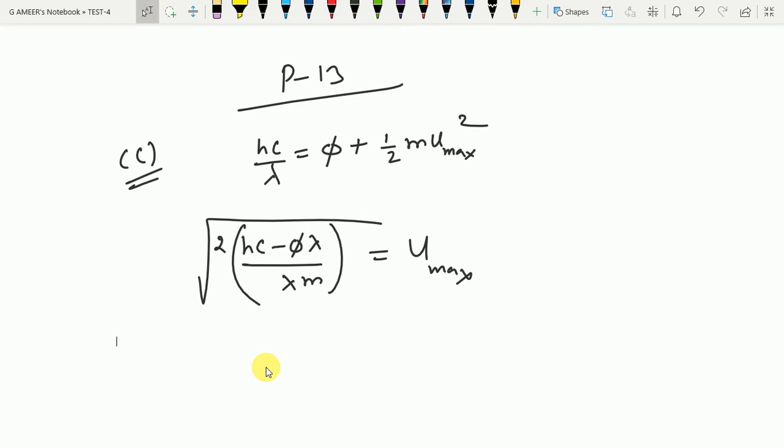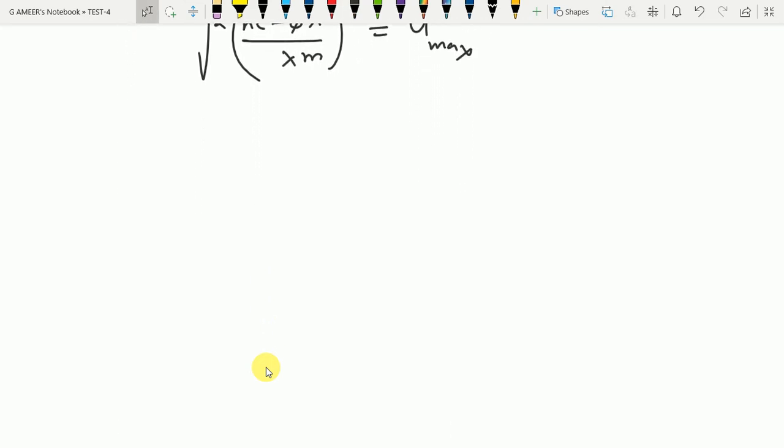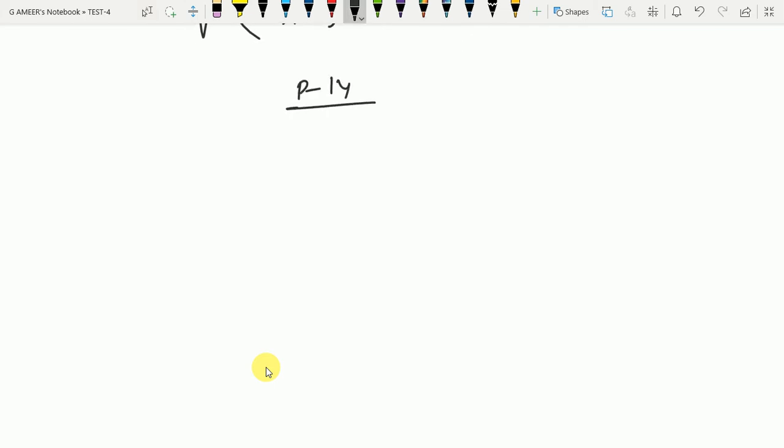Okay, so let us go for the 14th question. In the 14th question, they have given us the radiations of 2 photons of energy twice and 10 times the work function of the metal, incident on the metal surface. The ratio of maximum velocities is asked. So again we have E is equal to work function plus kinetic energy.